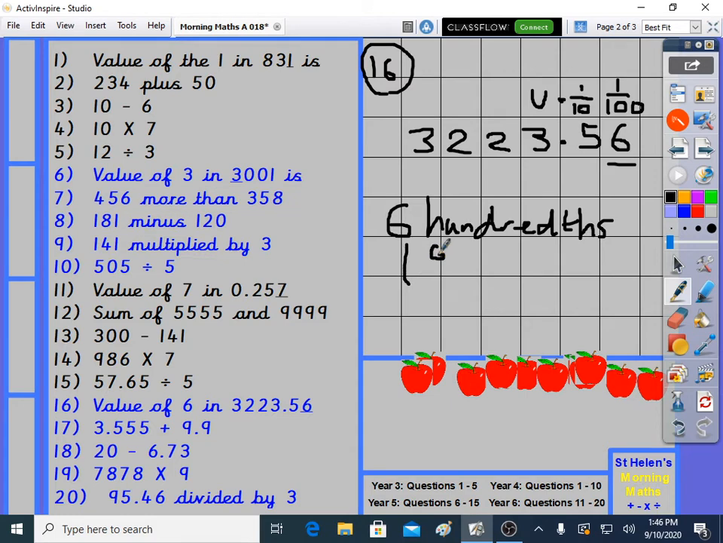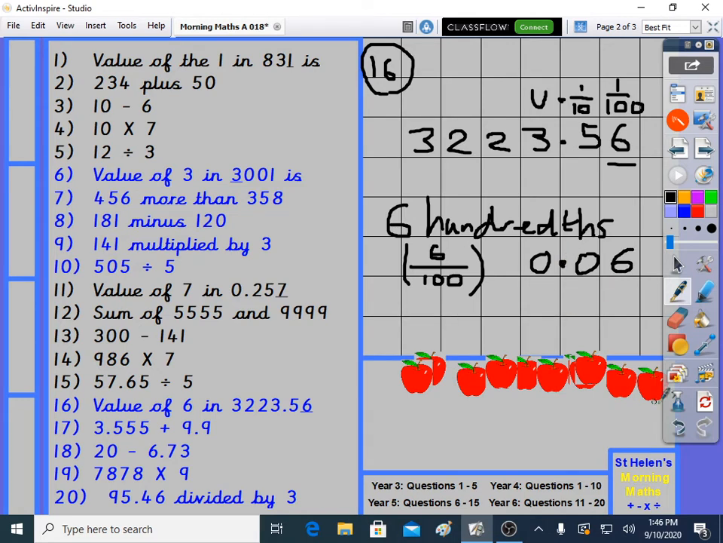As a fraction, 6 over 100, because it's 6 and it's in the hundredths column, 6 over 100. As a decimal, 0.06. Fractions are decimals, just shown in a different form. They're parts of something, little bits of something.